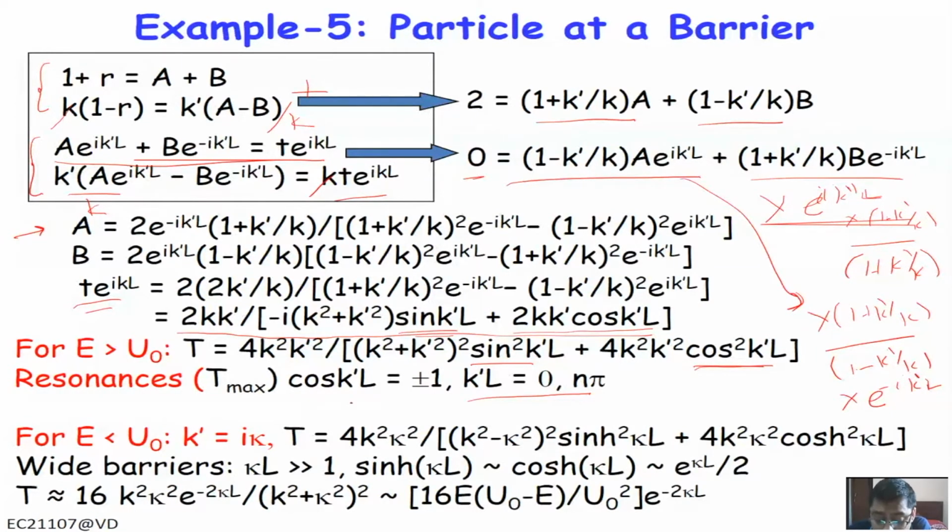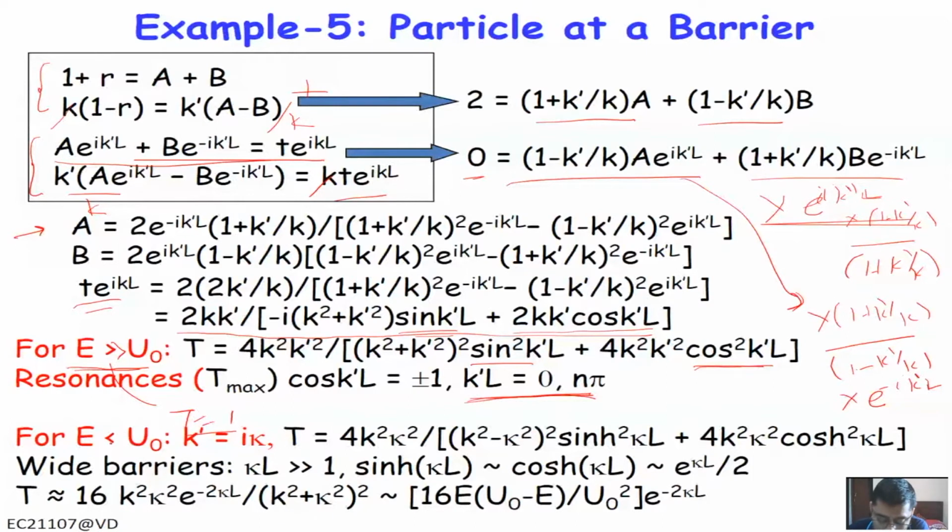That there is a finite probability, even though energy is more than U naught, that the electron can be reflected. It may not be transmitted, right? But at certain values of k prime L there will be full transmission, right? And of course, if energy is much larger than U naught, then T will be 1 only. It is only for energies which are more than U naught, but not very large.